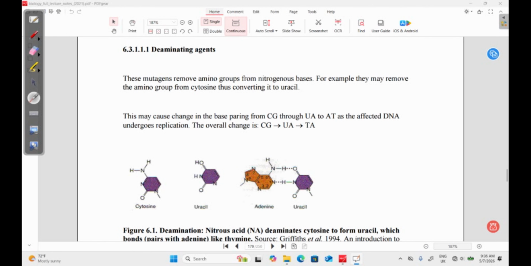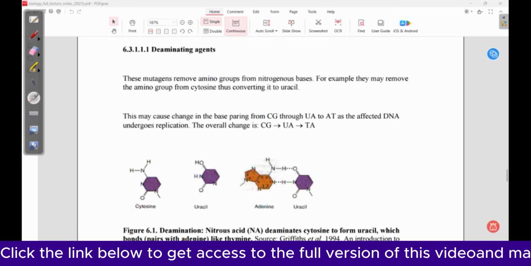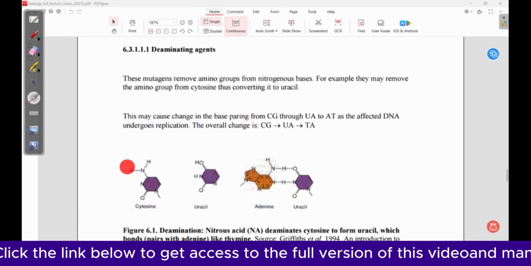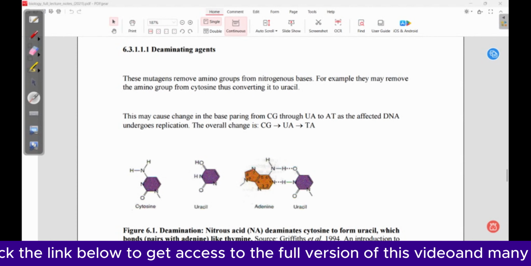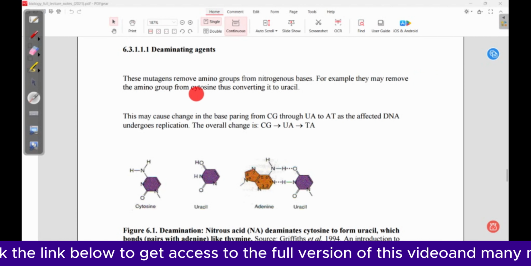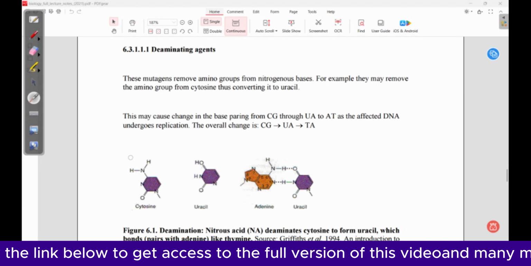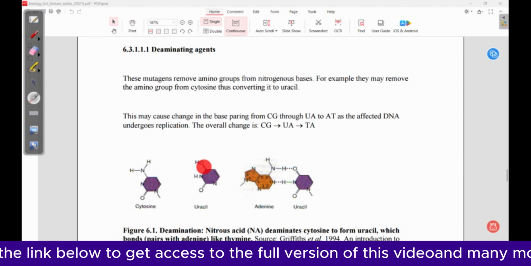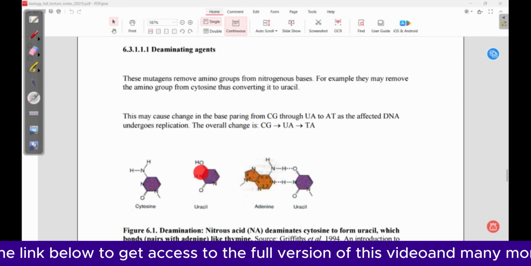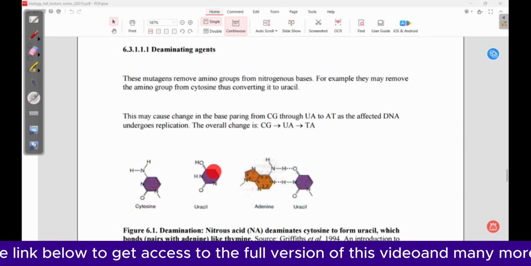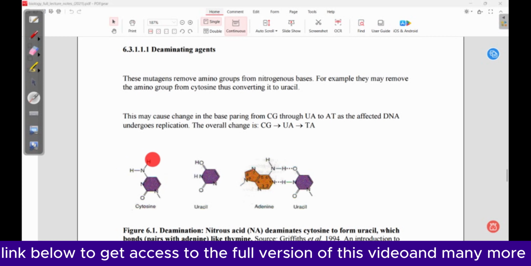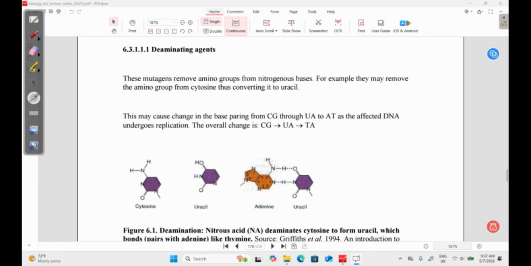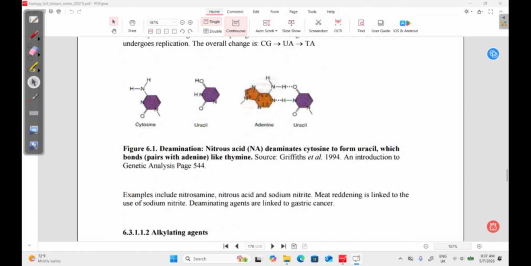But what happens is that when you remove this amino group from this nitrogenous base, for example from the cytosine, this automatically converts the cytosine into another molecule that we call uracil. That means a mutation has taken place. By virtue of just removing this amino group, cytosine has turned into uracil. So that's the impact this has.